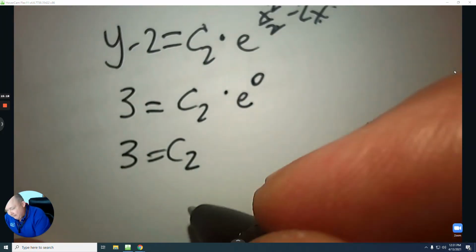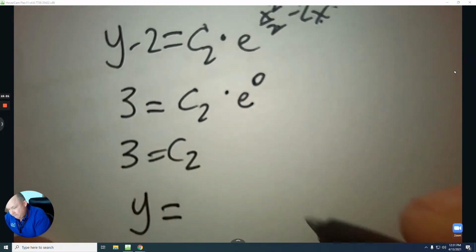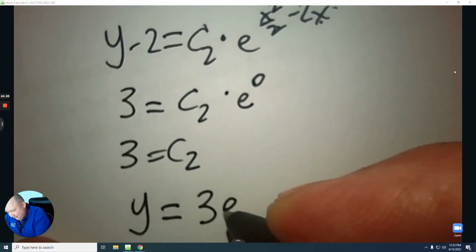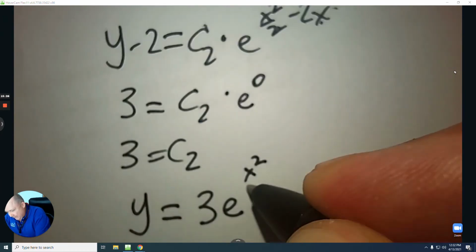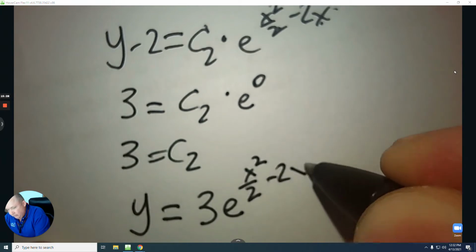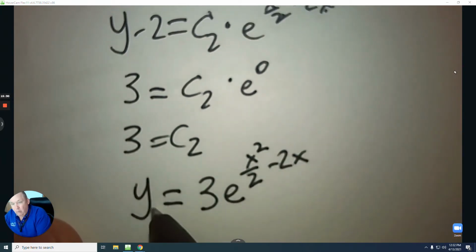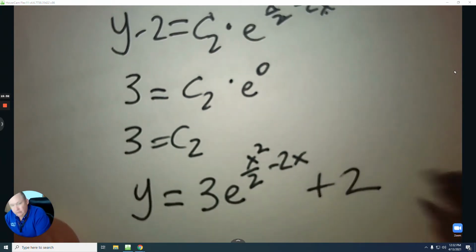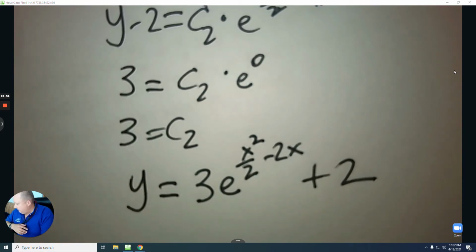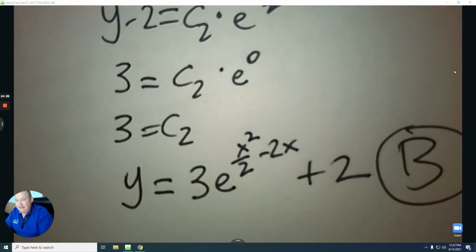So now I have everything I need. So what does y equal? It's 3 times e to the exponent x squared divided by 2 minus 2x. And then to get y by itself, I had to add 2. If you did the work correctly and go to the next page, you would see that that matches with the answer B. All right.